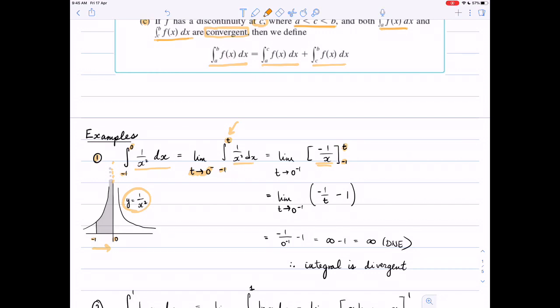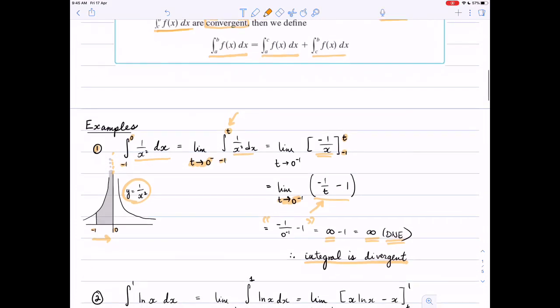So step 1, the antiderivative, FTC gives me this. Plug in the top minus the bottom. Then I take the limit as t goes to 0 from the left of this. And of course we have this -1 over 0 negative, which is nonsensical, but gives us the idea that this is exploding. It is going to infinity, and that limit, therefore, does not exist. And if the limit does not exist, the integral is called divergent. So there's the first example, of a divergent type 2.